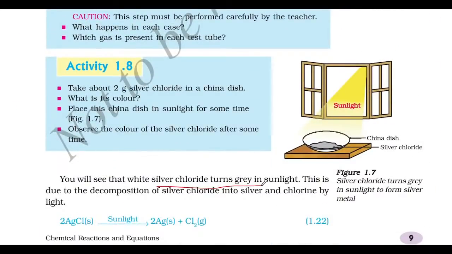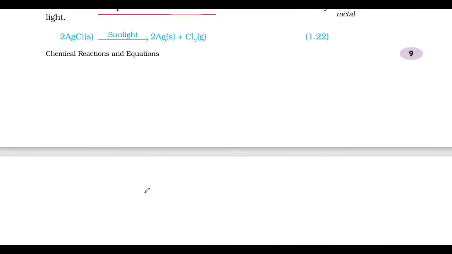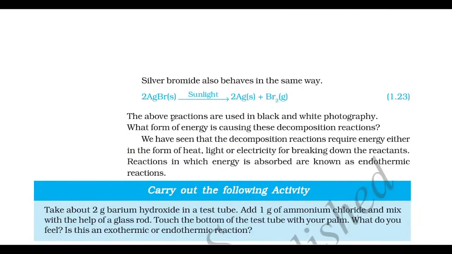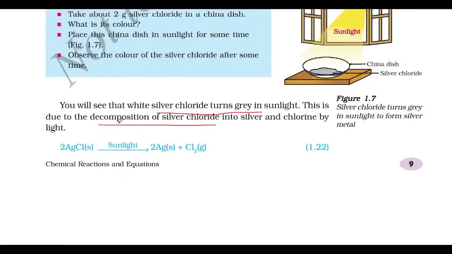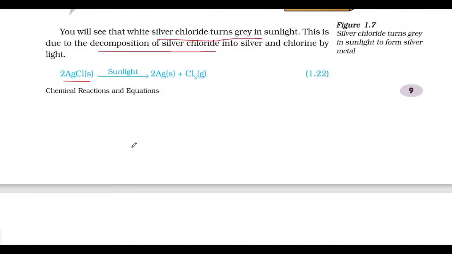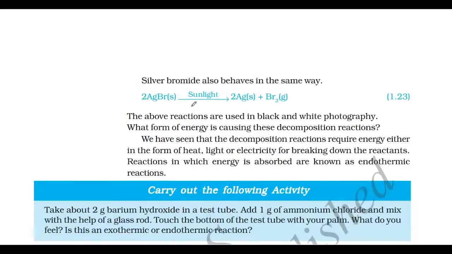Silver chloride turns gray in sunlight. This is due to the decomposition of silver chloride into silver and chlorine by light. Where is this reaction used? This reaction is used in black and white photography. When silver chloride is exposed to sunlight, it breaks down into silver and chlorine. Also, silver bromide on exposure to sunlight gives silver and bromine.